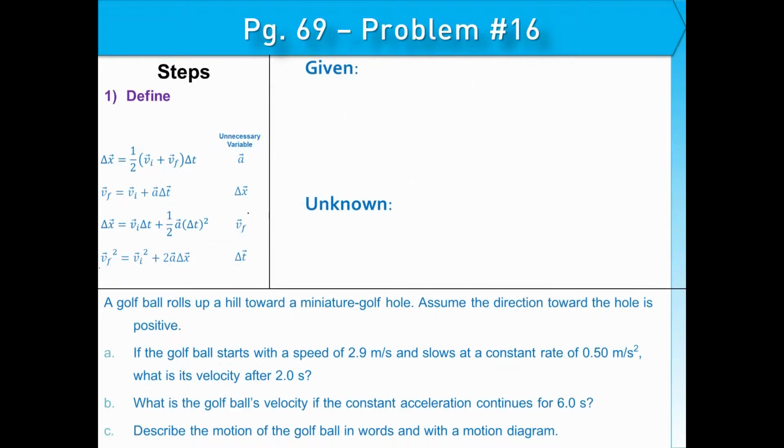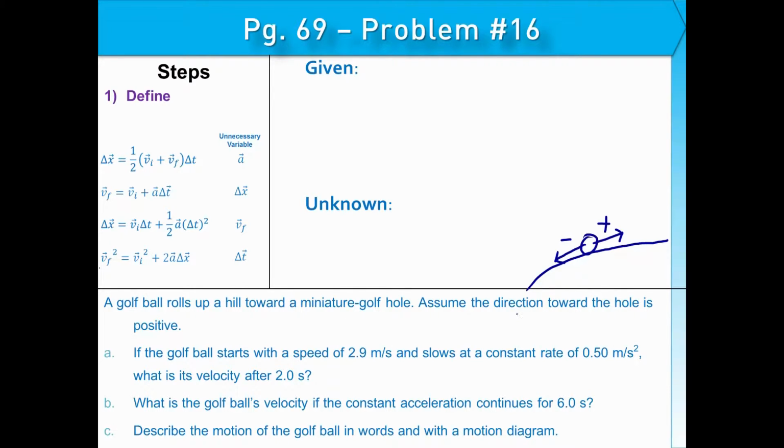So the first part, we're going to find our givens and our unknowns. A golf ball rolls up a hill to a miniature golf hole. Assume the direction toward the hole is positive. First, I'm going to draw the small hill and the golf ball. As it says, when the golf ball is going uphill, the direction would be considered positive. If it's going downhill like this, that would be the negative direction.